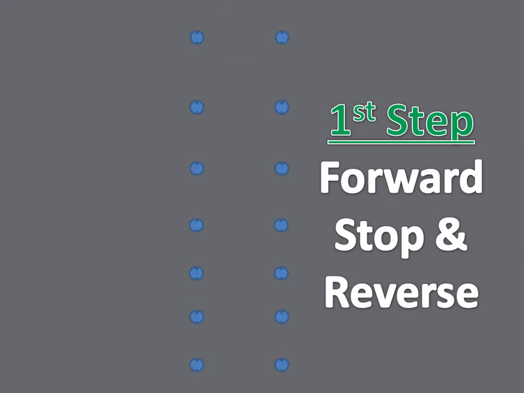The candidate will be asked to drive forward between 2 rows of cones or lines and bring the vehicle to a stop. He will then be asked to reverse the vehicle in a straight line between 2 rows of cones or lines without touching or crossing over the exercise boundaries.